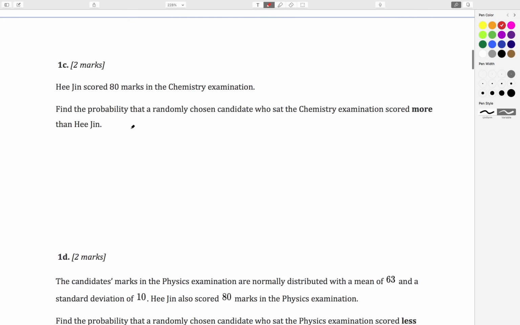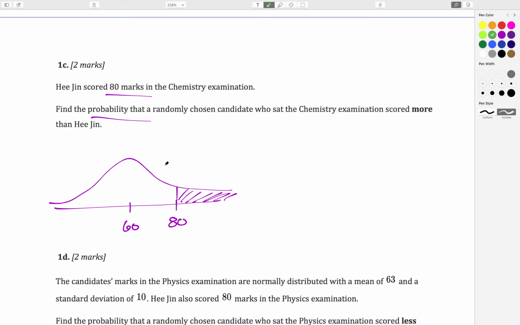We know that this person, Heejin, scored 80 marks on the chemistry examination. This is a value on the x-axis. We want to find the probability that a randomly chosen candidate scored more than Heejin. So let me make a simplified diagram. We have our bell curve. The mean is 60, and we want to know the probability of somebody scoring more than 80.